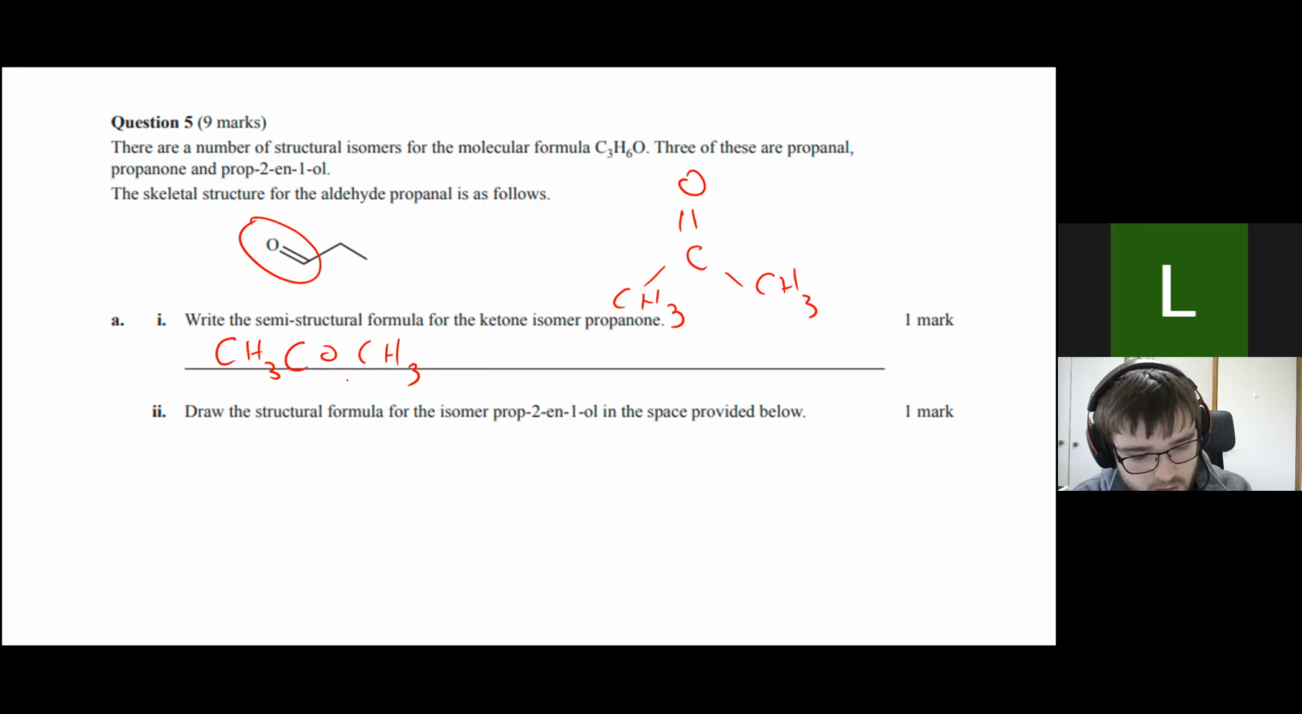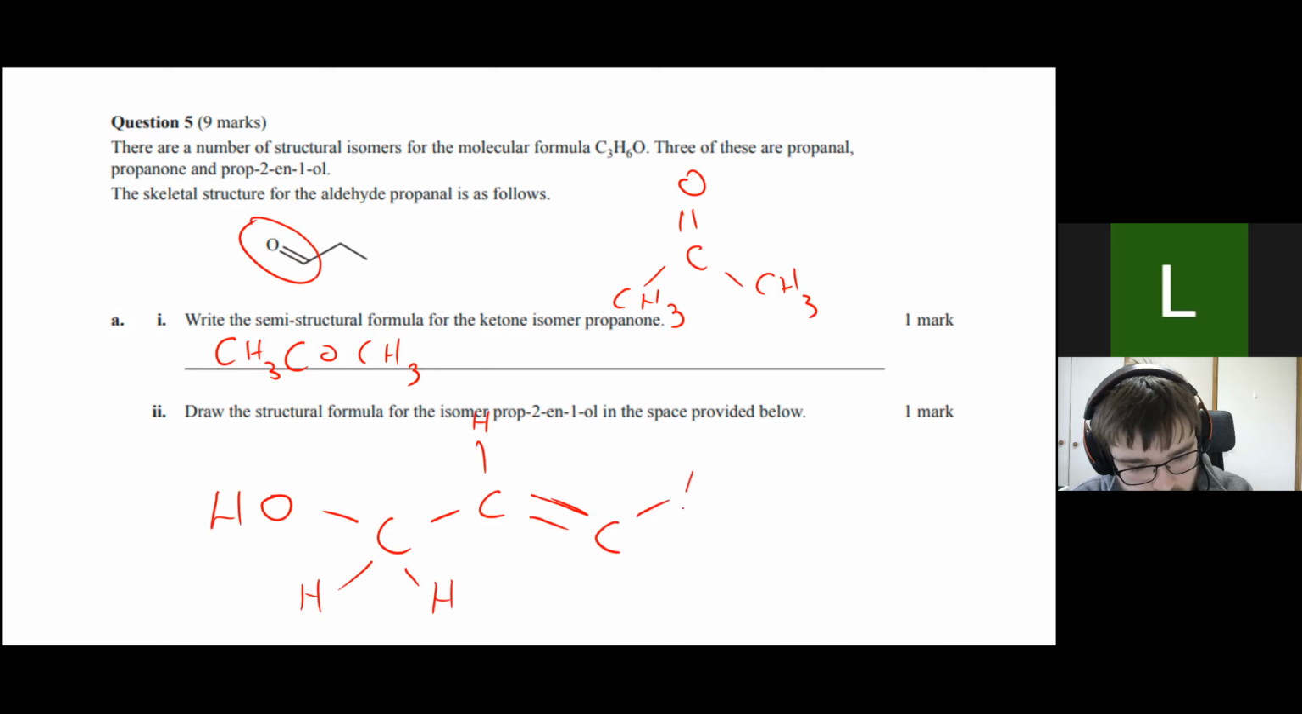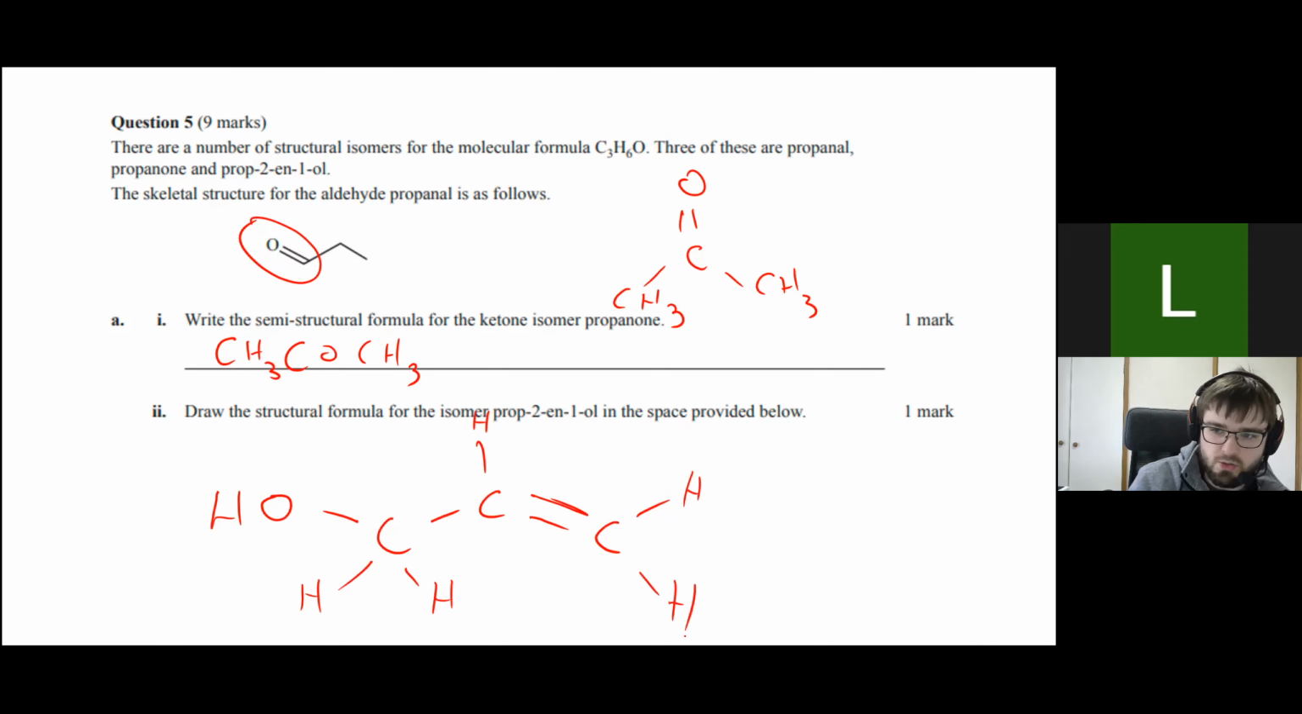Draw the structural formula for the isomer prop-2-ene-1-ol. Okay, so I'll draw my 3-carbon chain. There's a 1-ol there, and 2-ene means there's a double bond between the second and third carbon. So it's going to look like that. And I'll finish off by adding my hydrogens onto here. Here you go. So again, it's not really an isomer question. It's more just you happen to be drawing things that happen to be isomers.